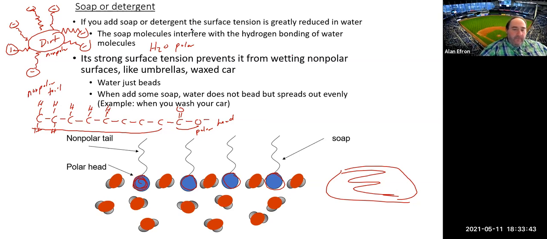So this all has to do with a lot of intermolecular forces: the beading occurring because of the strong intermolecular forces between water and water, and the soap getting in the way of that and allowing it to spread out. Any questions on that there?